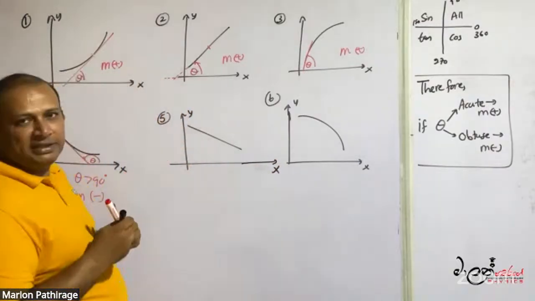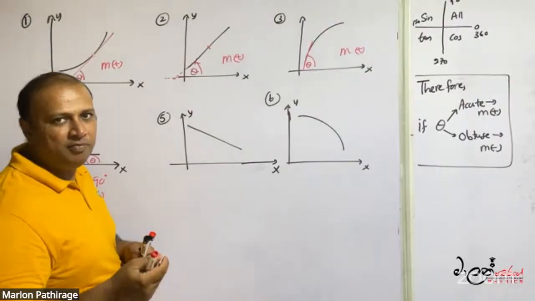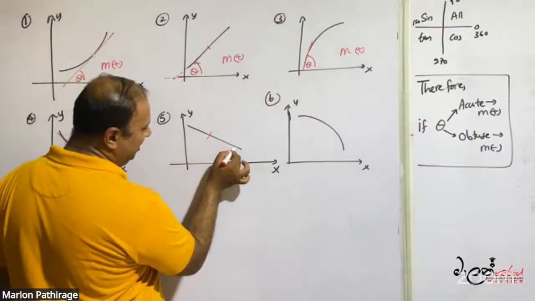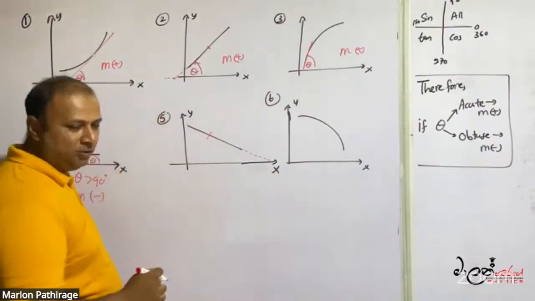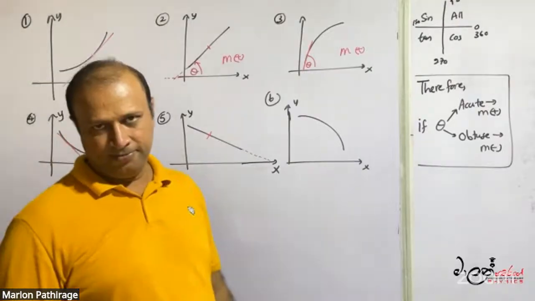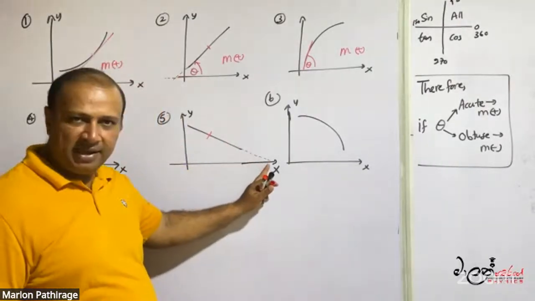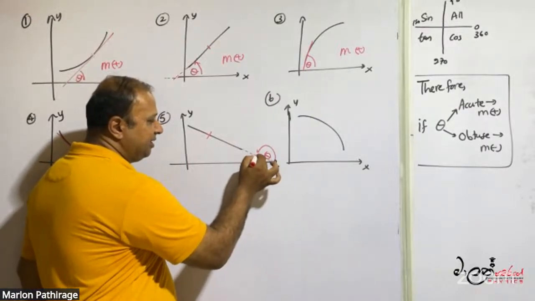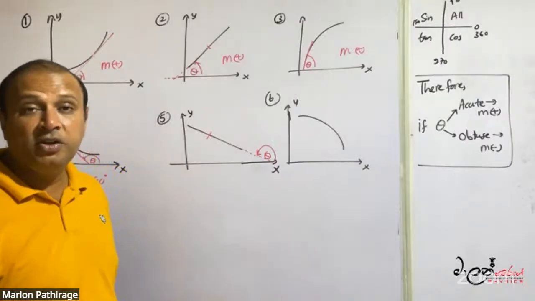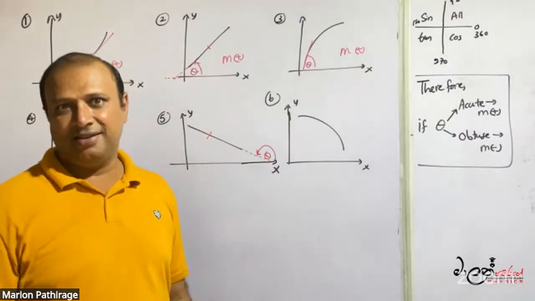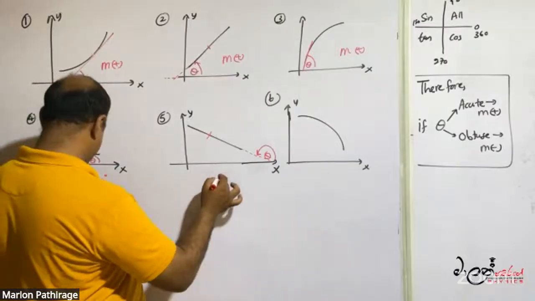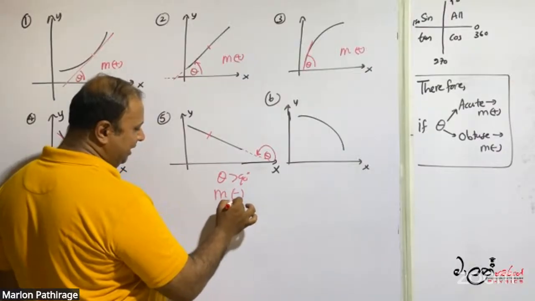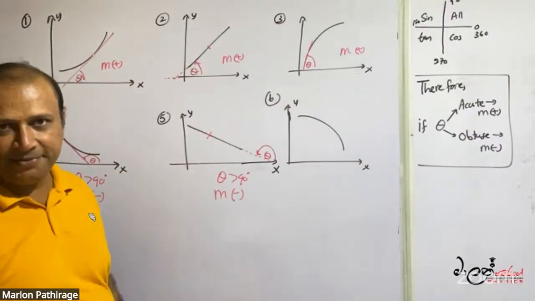If you draw tangent to a straight line, the tangent will be the straight line. Therefore, you need to extend the straight line only. Once you extend it, it creates an obtuse angle with the positive x direction. Therefore, theta is higher than 90, so the gradient is negative.